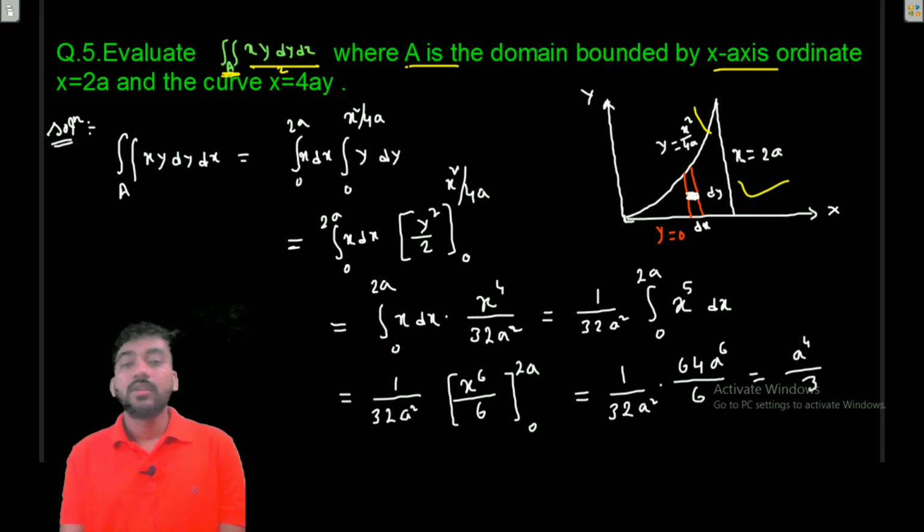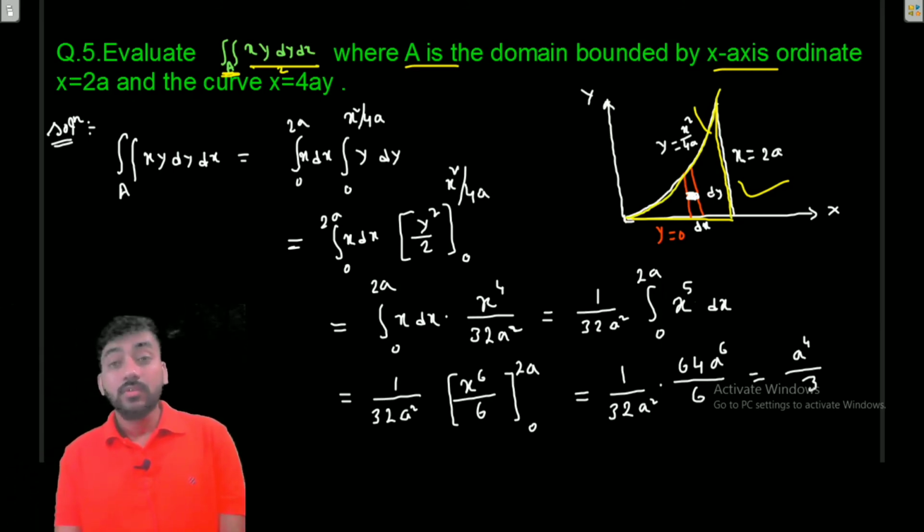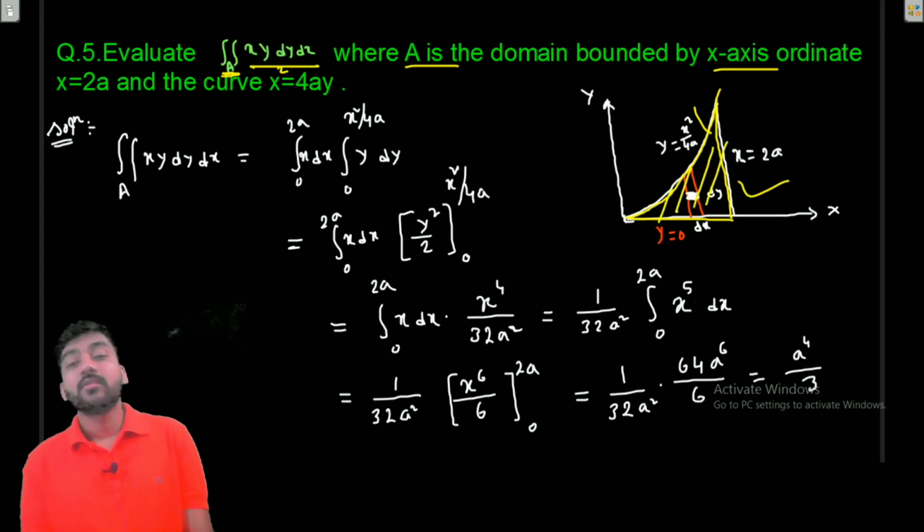Okay, so this is given, A is the domain bounded by x-axis, so this is x-axis, and this is x is equal to 2a line, and this is y is equal to x square by 4a, or x square is equal to 4ay curve. So these three curves will give you this region, and you have to integrate over this region. So what will be the limit? So the limit of x will be again very simple, it will be from x is equal to 0 to x is equal to 2a.